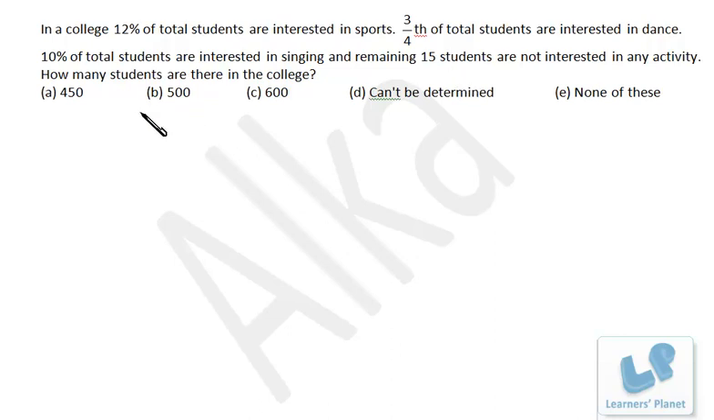No paperwork required at all. Getting my point? I repeat: 12%, 75%, that is 87%, plus 10, 97%. So we are left with 3%. 3% is 15, that means 1% is 5, that means 100% is 500 students. Right?